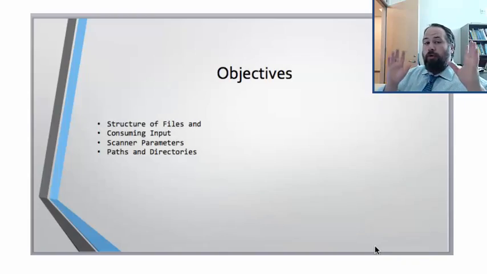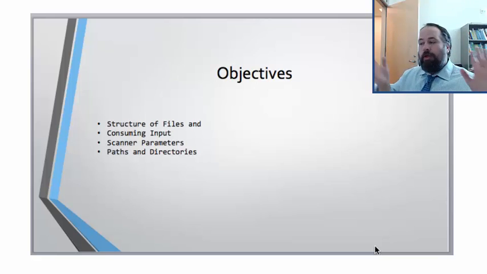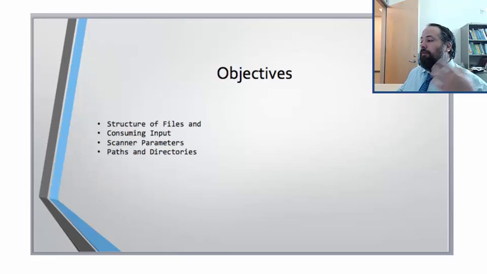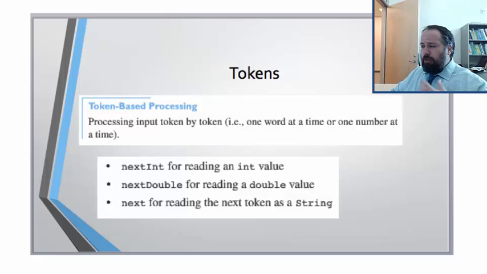Okay, so the other three sections all just kind of build around things we've already touched on in 6.1. So this should go fairly quickly. Section 6.2, token-based processing, is just how we process text. That is, rather than looking at every single character, we break it up into tokens. So we will look at the structure of files, consuming input, this idea of consuming input, scanner parameters, and paths and directories. So when we say token-based processing, that's what we've been doing.